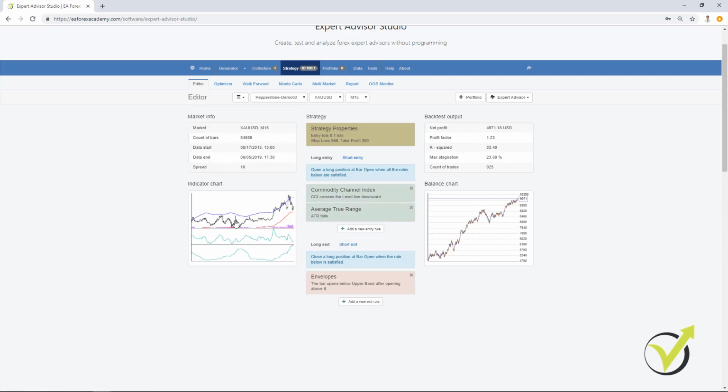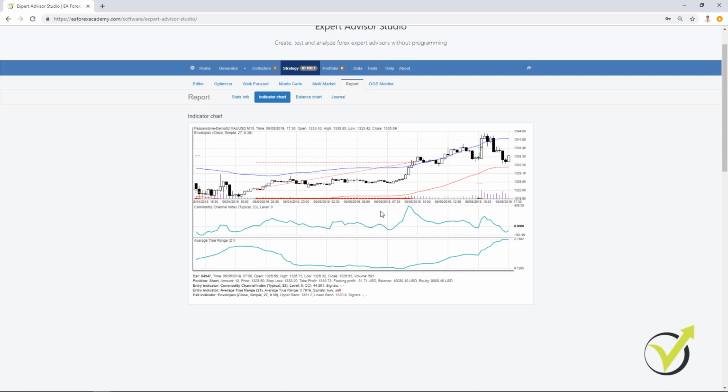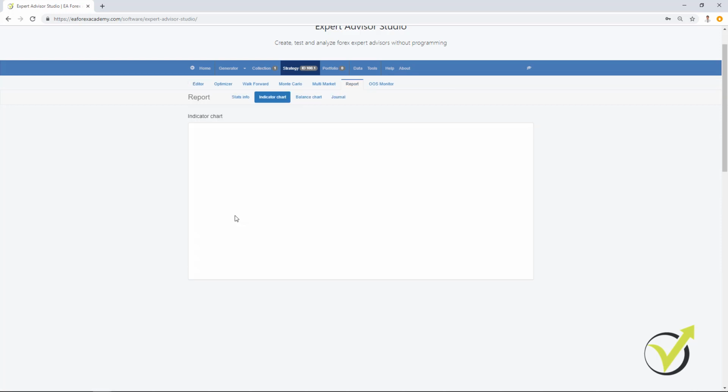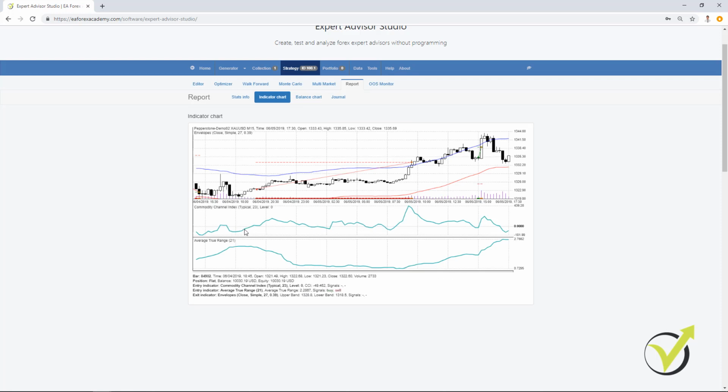All right, let me have a look at the indicator chart. We said that we want to have the CCI crossing the level line downwards in order to buy, and upwards in order to sell. Okay, you can see here the CCI crosses the level line upward. Let's have a look one more time at the level. Yes, it is the zero line. You can see that it is displayed over here. So when it crosses upwards, we sell, and when it crosses downwards, we buy. So you can see here is a sell and here is a buy.